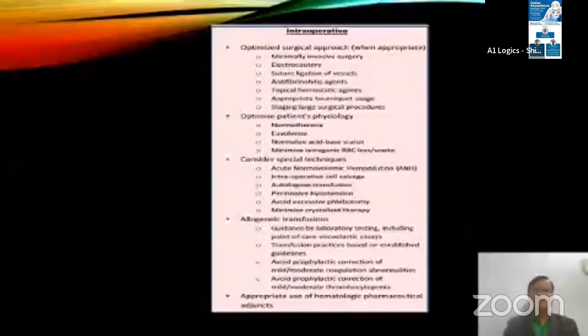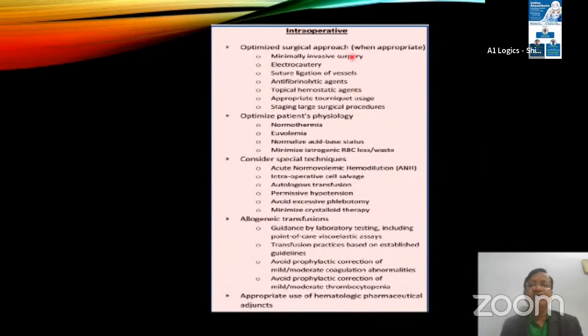This is the intraoperative strategy. You can see so many things here: laboratory testing, cell salvage, autologous donation, permissive hypotension, excessive phlebotomy. But what is important is diathermy, suture, antifibrinolytic, tourniquet, normothermia. You can see all these things.